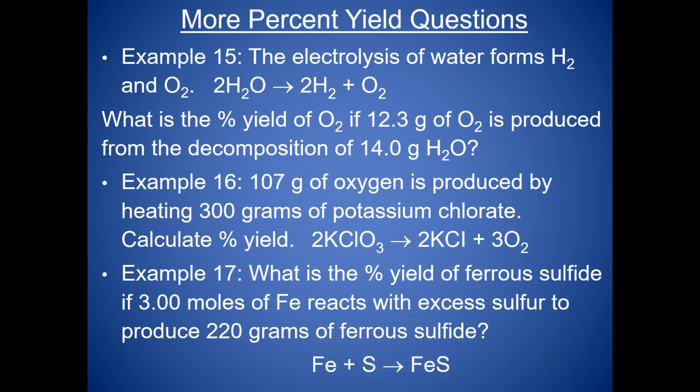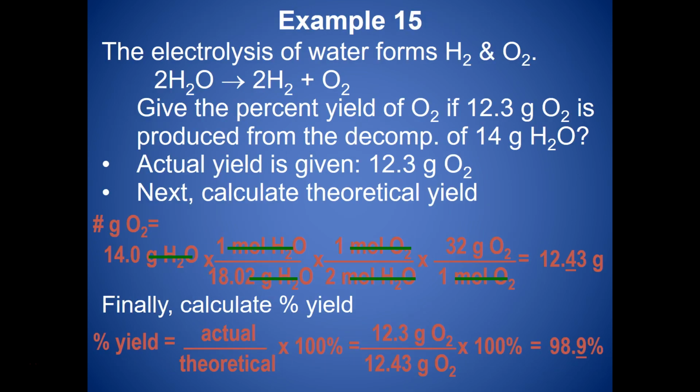All right, let's see how you did. For example 15, you did not need to find your limiting reactant because you only had one reactant. So we just should have set up our typical conversion, starting with our 14 grams of water from the problem, molar mass of water, mole ratio, molar mass of oxygen, to get 12.43 grams. When we calculate our percent yield, we put the theoretical on the bottom, and what we got in our problem, the actual, up here, for a 98.9% yield. Great yield.